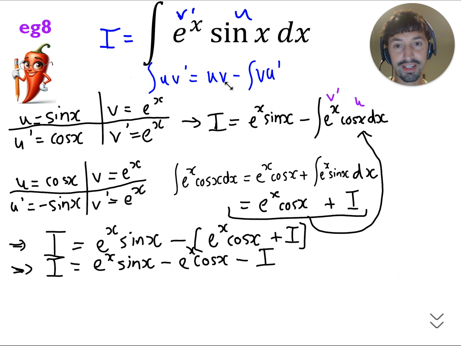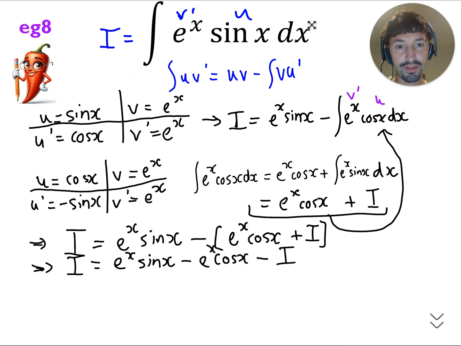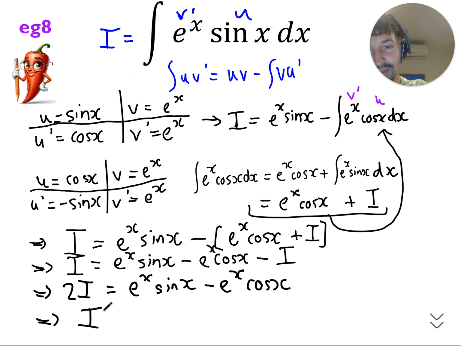Just going to shrink our working a little bit so in the PDF of the notes it will be a bit neater. So if we move that over, we're now going to have 2I is equal to e to the power of x sine x minus e to the power of x cos x. And we can actually just make I the subject that way. So I love this question because it adds a little bit of a different element to your standard question.